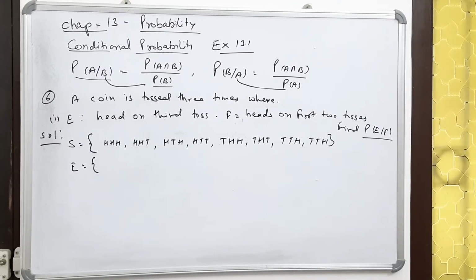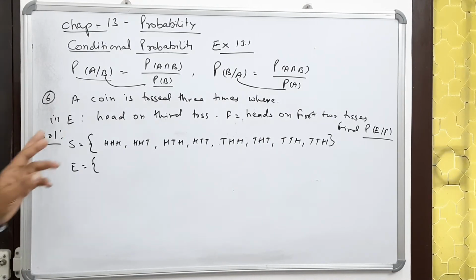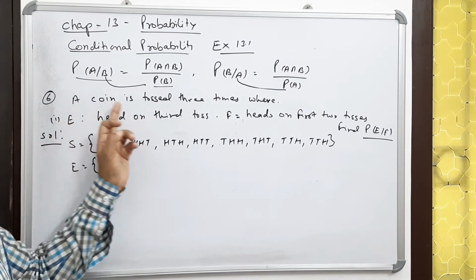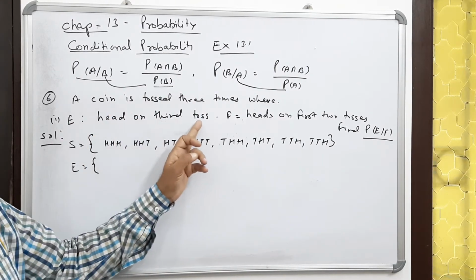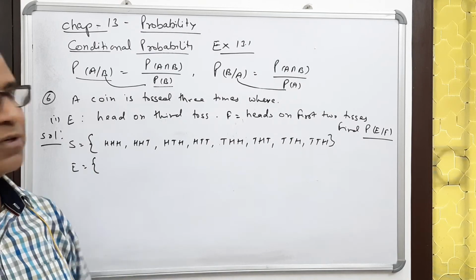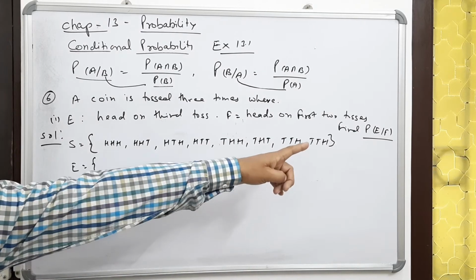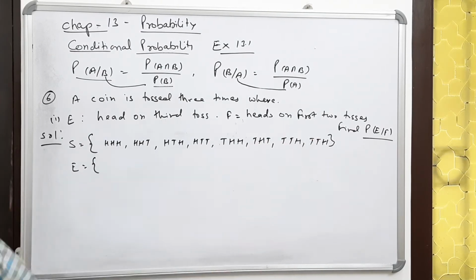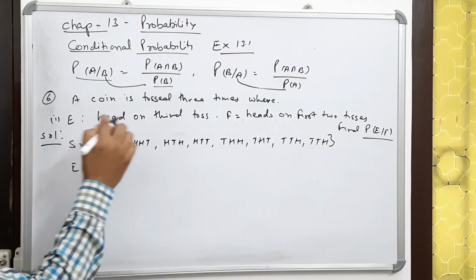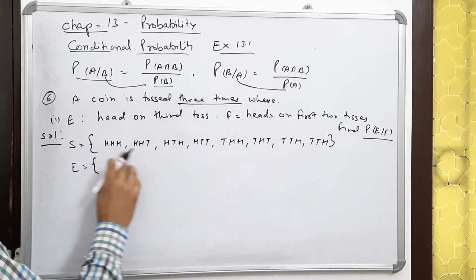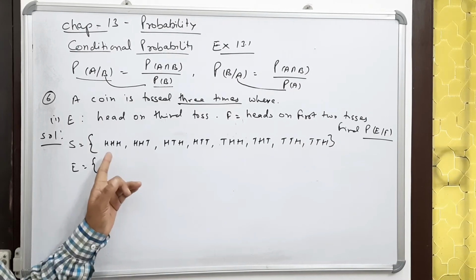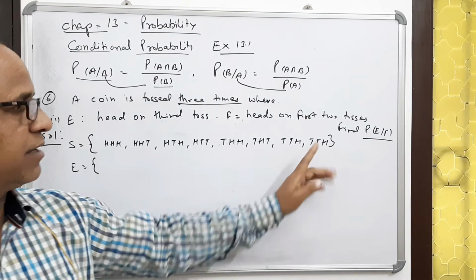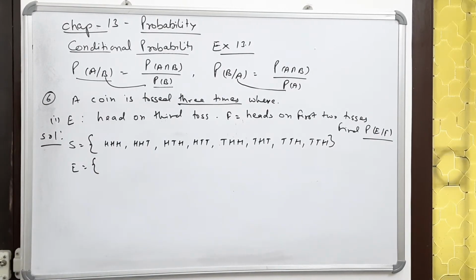Now you see the word problem. A coin is tossed 3 times, where E is the head on the third toss and F is the head on the first 2 tosses. Find probability of E when F has already occurred. Now you see, when we toss a coin 3 times, this is the sample space. You have read it in 10th class, you have read it in 11th class. In 12th class, it's not required to tell you, but still I am explaining it. These are the 8 outcomes, that is the sample space.